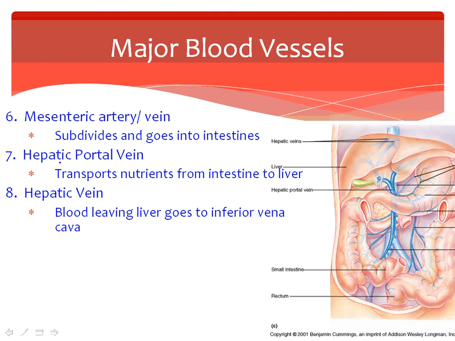So the hepatic portal vein goes from the intestine to the liver, and then the hepatic vein, take out the portal piece, that is blood going from your liver back up to your heart. So mesenteric is intestines, hepatic portal is intestines to liver, and hepatic vein is liver back to your heart. And it goes via the inferior vena cava, the lower half of the vena cava.